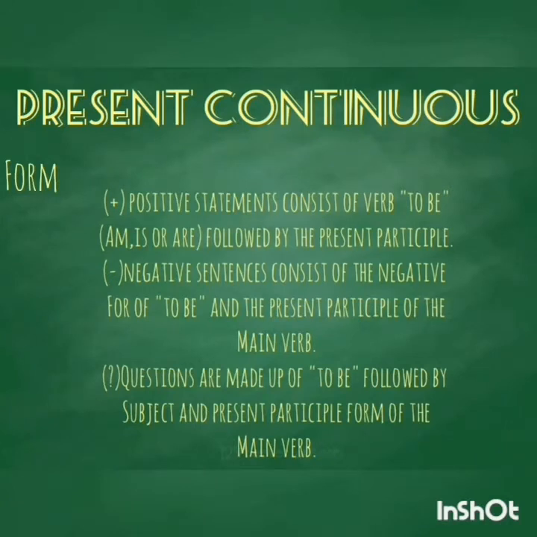The second present tense to be analyzed is the present continuous. In this case, positive statements are formed with the verb to be as an auxiliary, followed by the present participle form of the main verb. The present participle takes final ing.